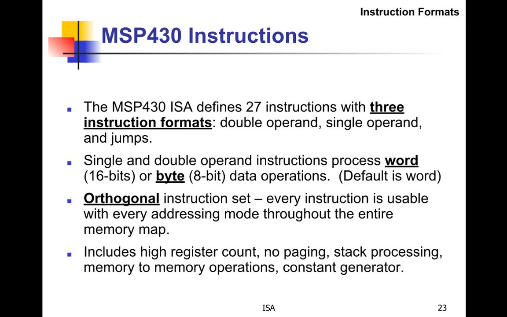So there are actually 27 instructions, which is very nice and not like 200 or something. And there are 3 instruction formats. There's double operand, single operand, and jumps. So jumps are categorized differently than the ones that need operands. So single and double operand instructions process words or bytes.